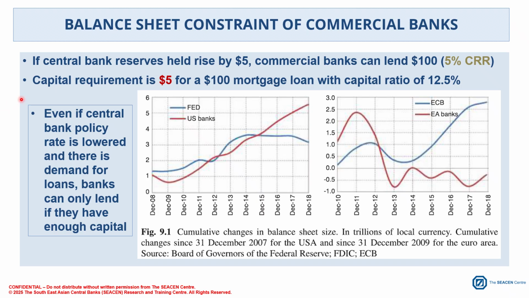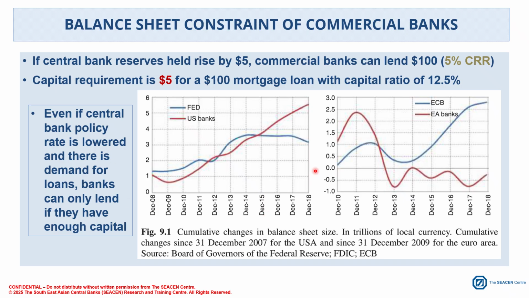But the capital requirement, if a commercial bank has to lend $100, the capital requirement will be $5 for a $100 mortgage loan. I'm assuming roughly about 40% risk weights. And the capital ratio that the bank has to maintain is roughly about 12.5%. So if I make the assumption that the capital ratio should be 12.5% and the risk weight for this particular mortgage loan is 40%, it's going to need $5 in capital to extend a $100 mortgage loan. Well, if the bank doesn't have the capital, it's not going to extend that particular loan. So even if a central bank policy rate is lowered and there is demand for loans, the banks can only lend if they have enough capital.